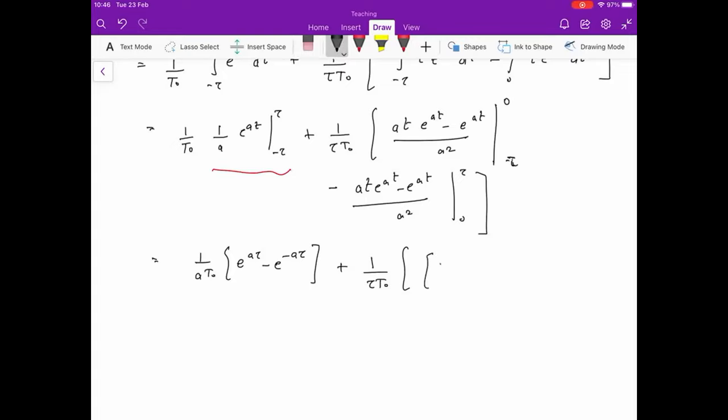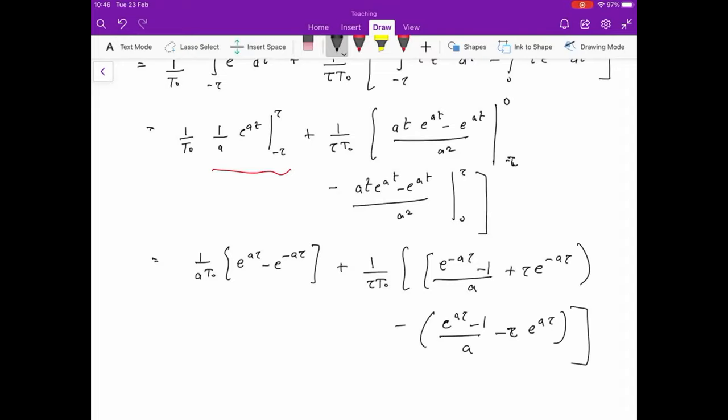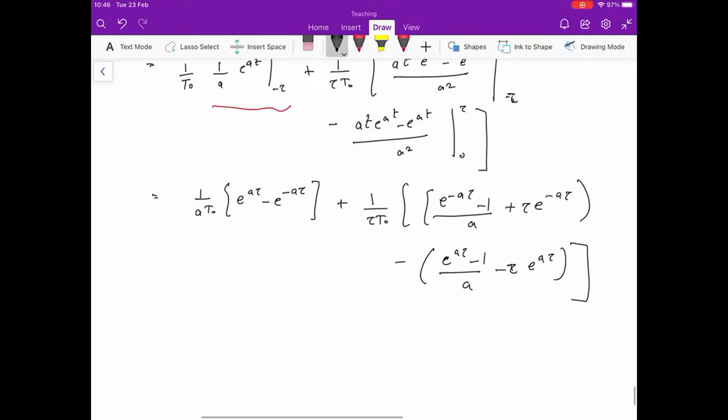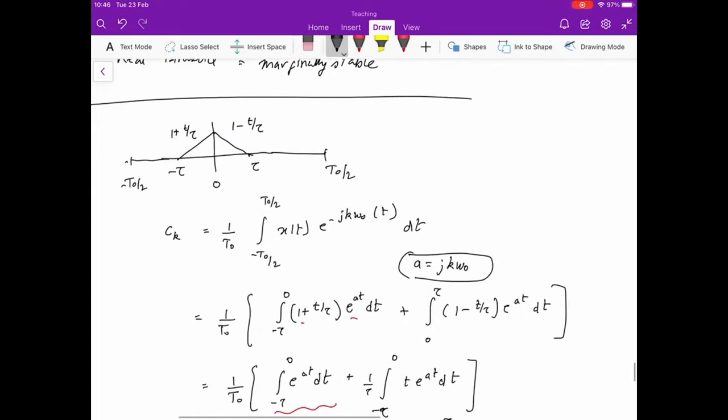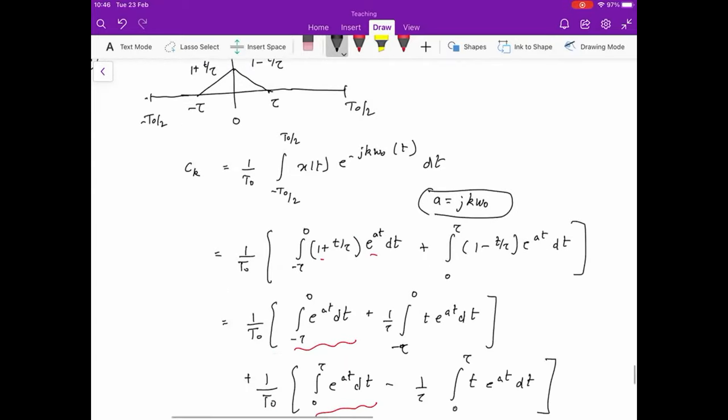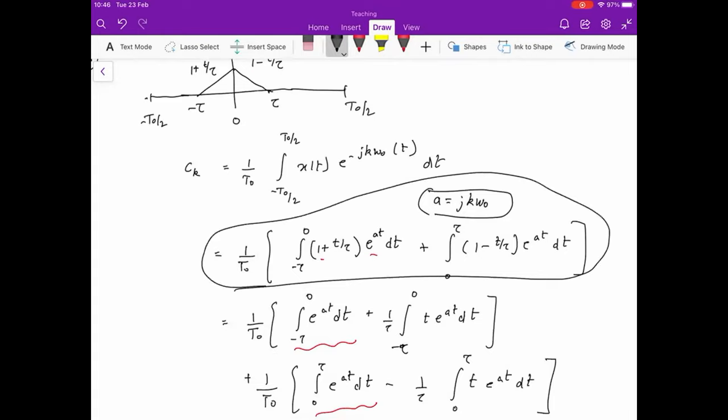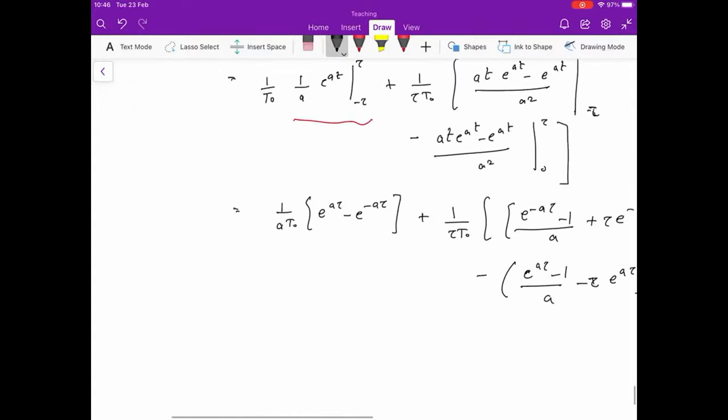So it's going to be e to the minus a tau minus one by a plus tau e to the minus a tau, minus e to the a tau minus one by a minus tau e to the a tau. And then that can be simplified further, but I'm not going to do that. I think you can leave it like that. But the point here is that once you get to this stage, writing out the integral in this form, the rest of it is essentially computing the integrals carefully. Okay, any questions about that? So your answer should look roughly like that.